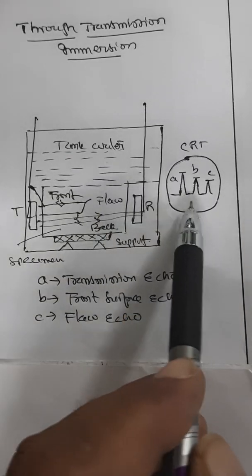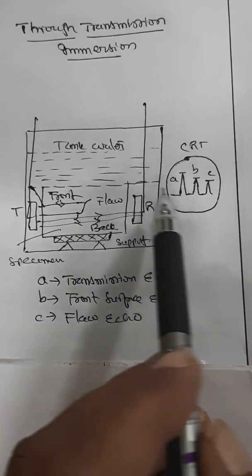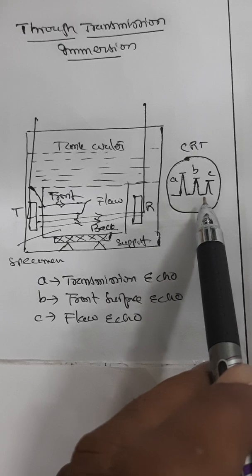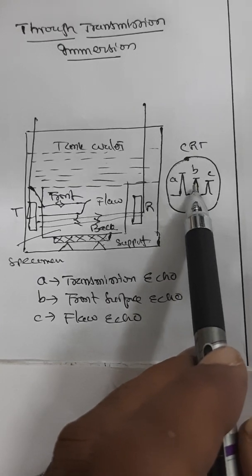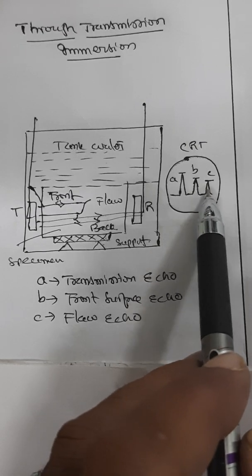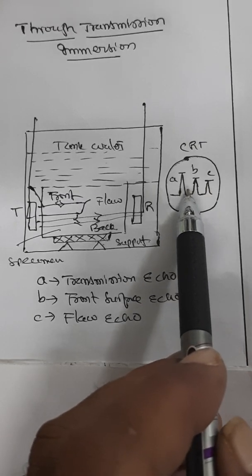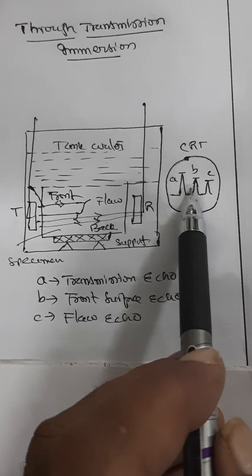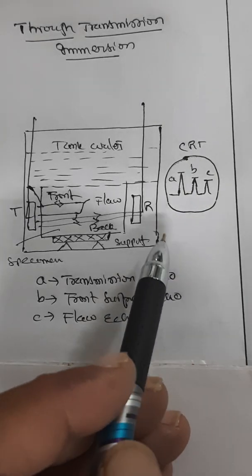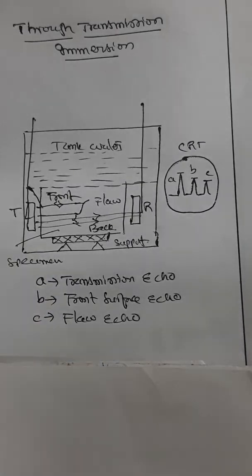Here you have in the CRT image the transmission echo represented as A, and the front surface echo represented as B, and it is to the right of this that you can find the flaw. Normally the flaw appears in between. Here in this case the flaw appears to the right of the screen. So this is another immersion technique you need to understand.